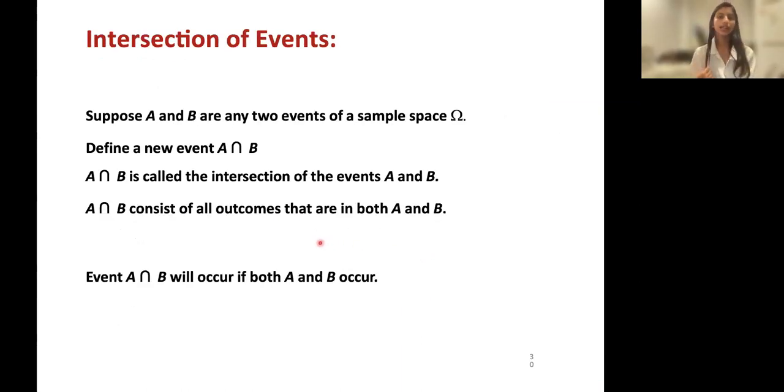And the next one is A intersection B. A intersection B means that it's an intersection of the events A and B. It consists of all the outcomes that are shared between A and B. So it has to be in A, it has to be in B also. So if event A intersection B will occur, it means A and B also will occur.